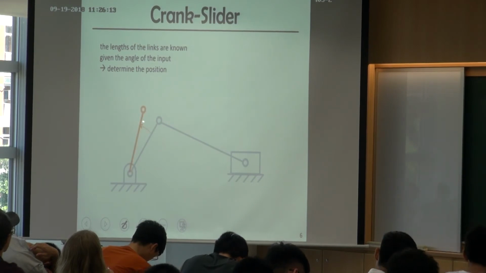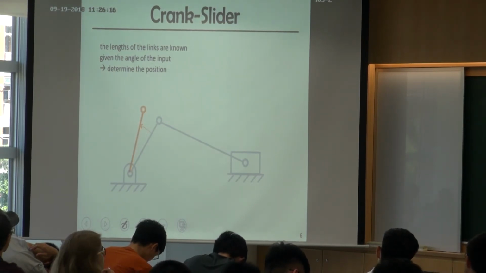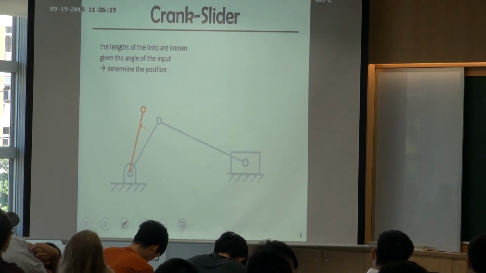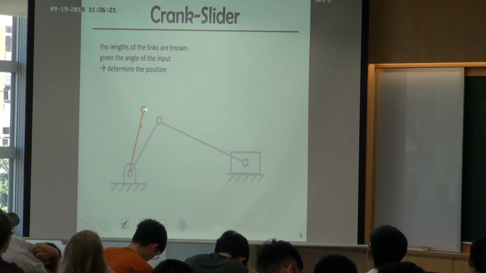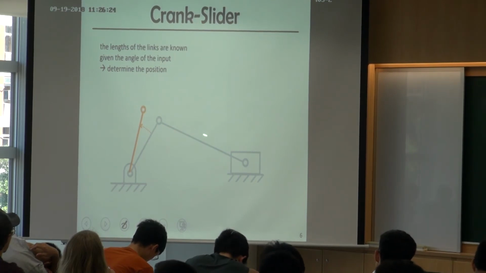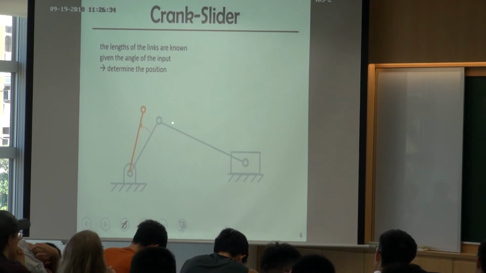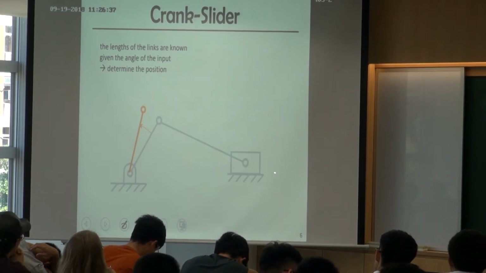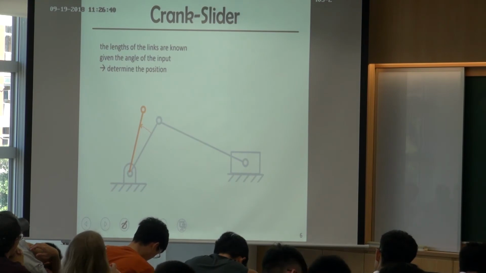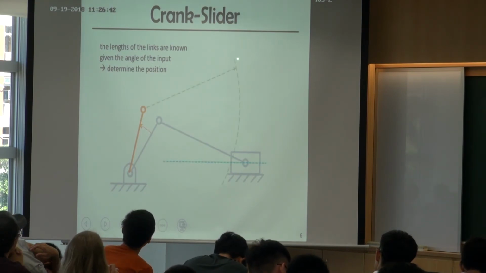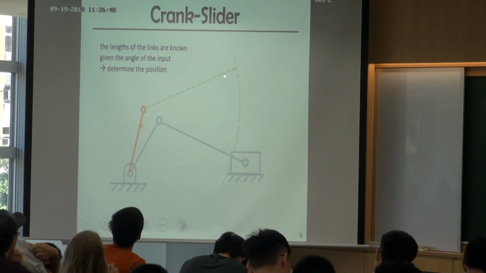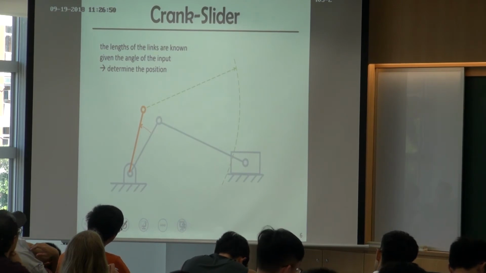So suppose I rotate the input bar by a certain degree in a counterclockwise direction. How can we find the position of the rest? How can I find the position of the slider and the position of this bar? I know the length of this bar, so I can do the same thing. I just use a pair of compasses to draw the arc. And the radius of this arc is the same as the length of this bar.